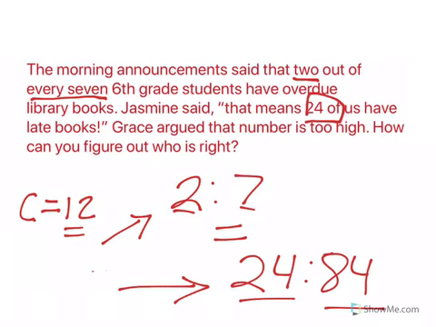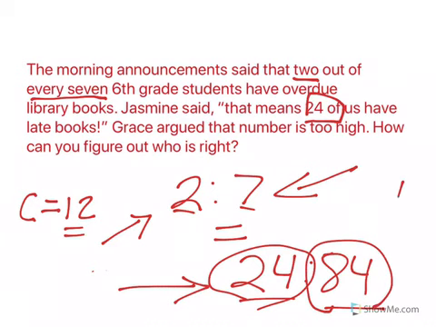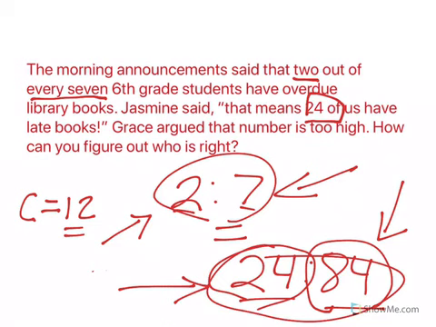Now, let's go back to that original question. It says 2 out of every 7 students have overdue library books. That's how we got the comparison of 2 to 7. And Jasmine said, that means 24 of us have late books. Well, is that correct? Here's the deal. It's hard to say. We would need to know, are there 84 students in 6th grade? If there are 84 students in 6th grade, then this ratio and this ratio being equivalent would mean that those numbers are all correct.